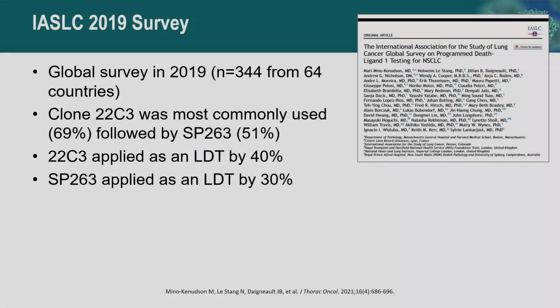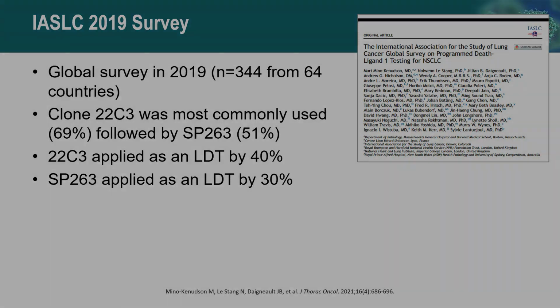So this is actually the International Association for the Study of Lung Cancer survey. It's published in the Journal of Thoracic Oncology just 2 years ago. It's a survey that was given to pathologists throughout the world, asking what kind of PD-L1 clone they use. So one can see, in fact, most of the time, at least in the world, 22C3 is the most popular clone for PD-L1, followed by SP263. Within the 22C3, how often are they used exactly as companion diagnostics versus LDT? In about 40% of the time as LDT.